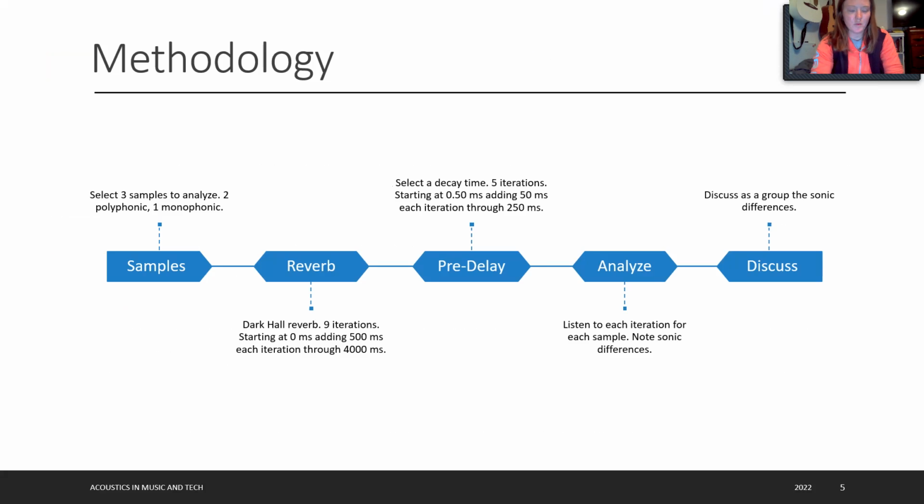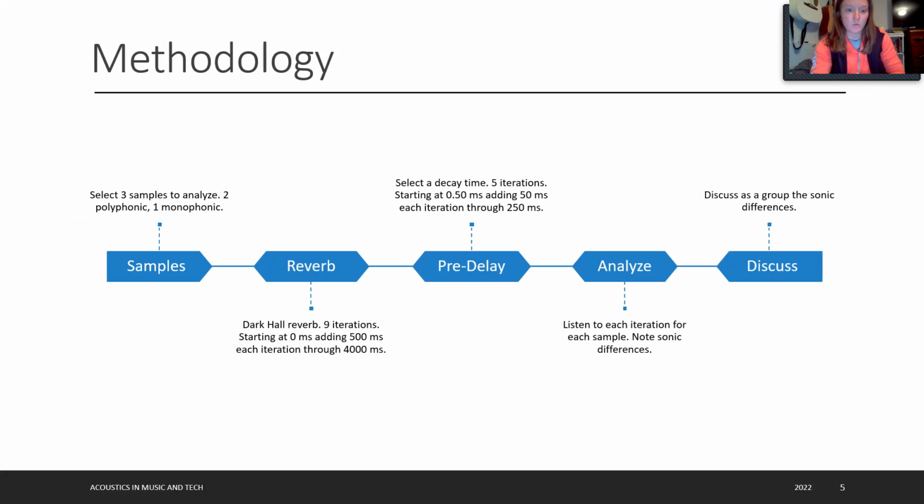So for our methodology, we selected 3 samples, 2 of which were polyphonic and 1 was monophonic. We split these up a little bit differently. 2 were anechoic from the anechoic website and 1 was an original composition, Scott's specifically, so he could speak on that more if need be.